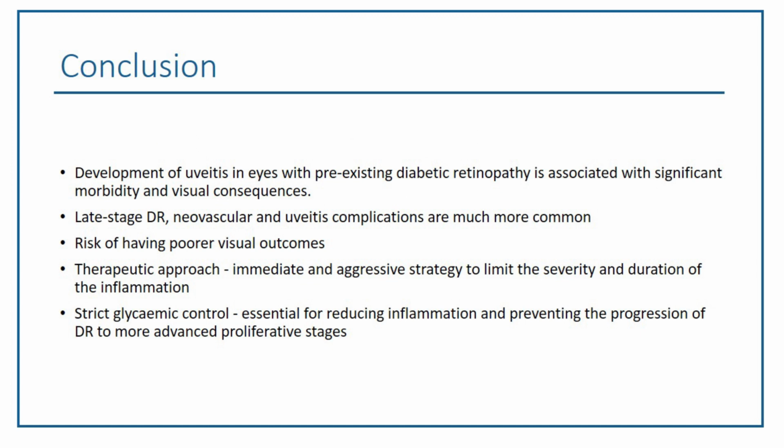Hence, in conclusion, the development of uveitis in eyes with pre-existing diabetic retinopathy is associated with a significant morbidity and visual consequences. In the late stages of DR, neovascular as well as uveitis complications are more common in patients with uveitis. And also the risk of poorer visual outcome is more common. The therapeutic approach, therefore, should be immediate and aggressive to limit the severity and duration of the inflammation, and strict glycemic control is essential for reducing inflammation and preventing the progression of diabetic retinopathy to more advanced proliferative stages.